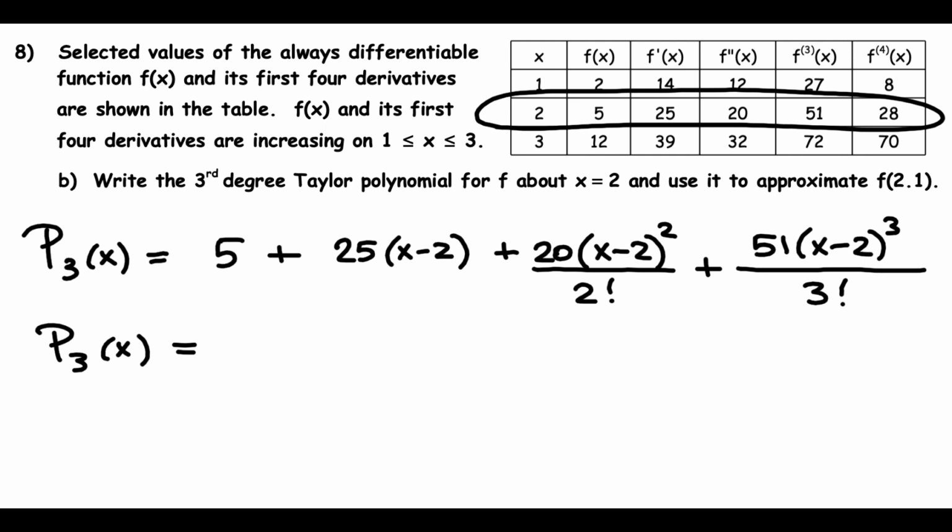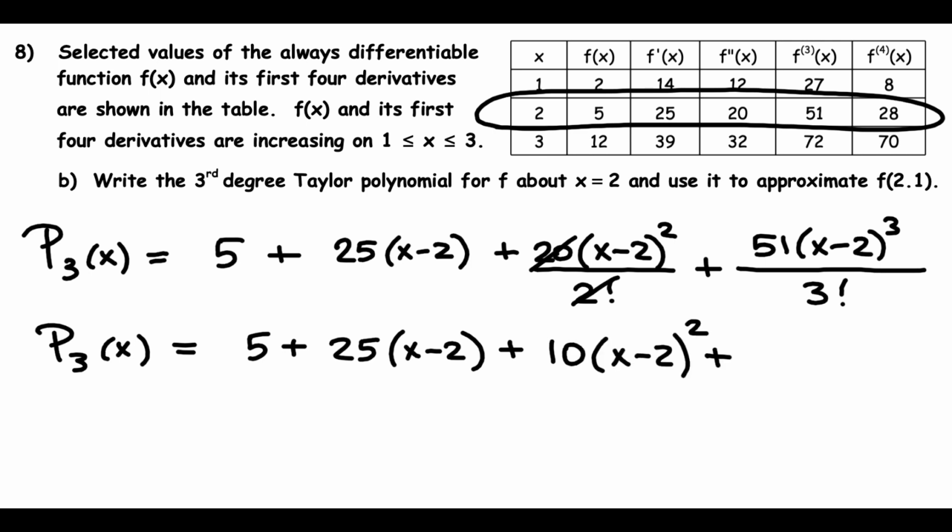The first two terms can just stay as is. The squared term will cancel and just be a 10 for its coefficient. And then finally, 3 factorial is 6. 51 and 6, you can divide them both by 3. That's going to be a 2. 51 divided by 3 will be 17. So 17 halves, or 8.5, times (x − 2) to the third power. All right, so that right there is the third degree Taylor polynomial about x equals 2.